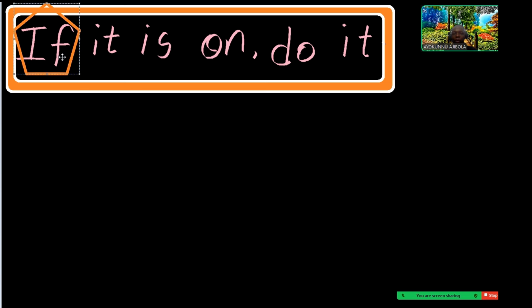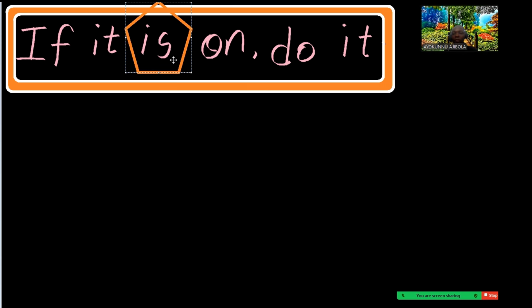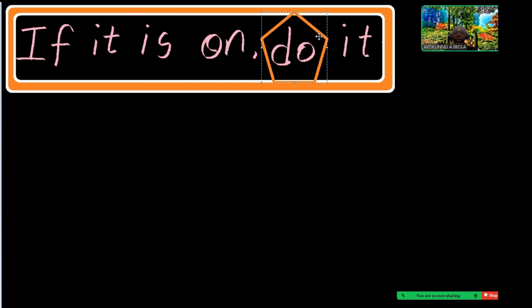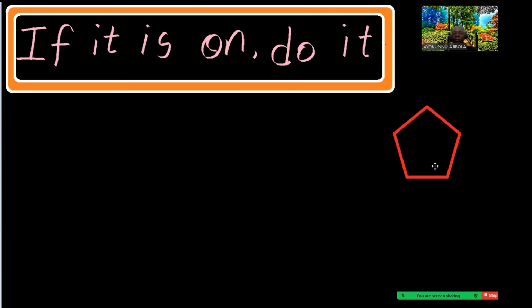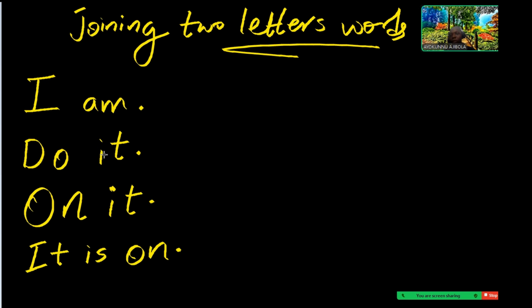Ogo, read this for me, concentrate. Okay. Now, if, say that. It. Is. On. Do. It. So if it is on, do it. Okay? So let's now read this once again.